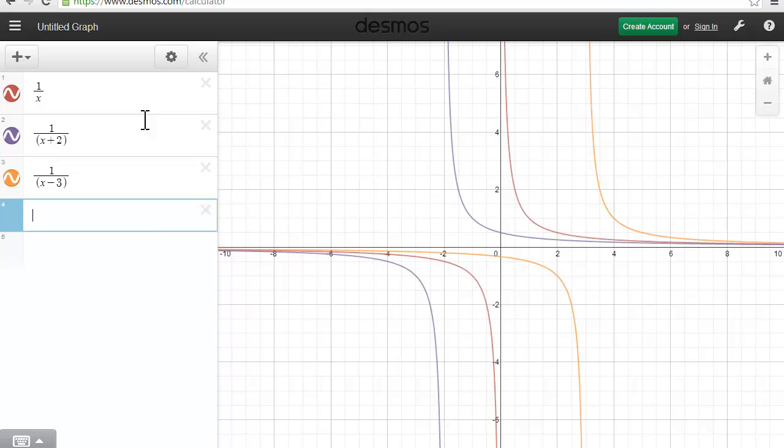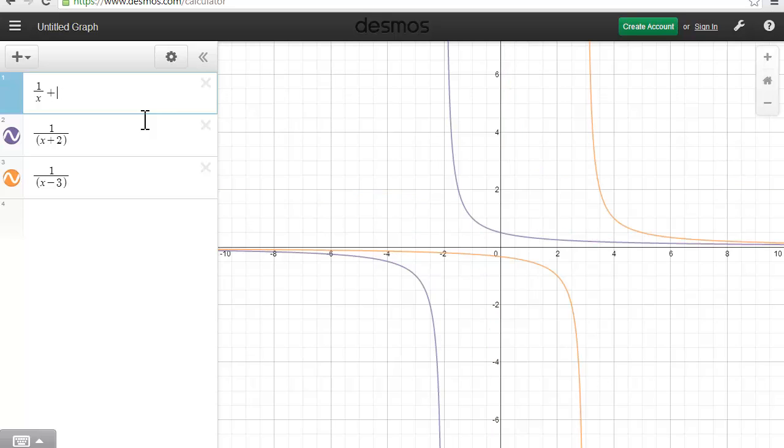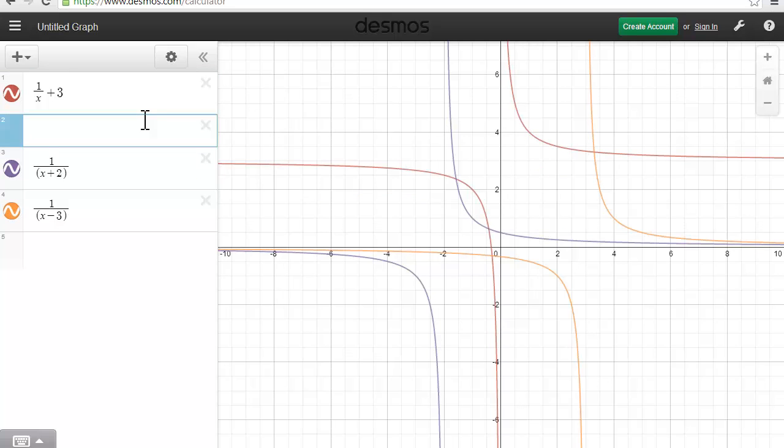Now, how do you think you could make it move up? So far, all of them have had a horizontal asymptote of 0. Well, we could take any of these functions, say go back to the first one and add 2. Look at that, it moved up by 2. Or add 3, moved up by 3.